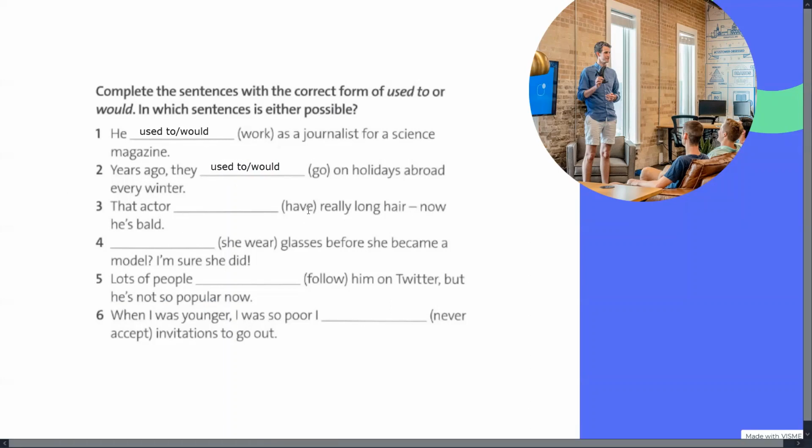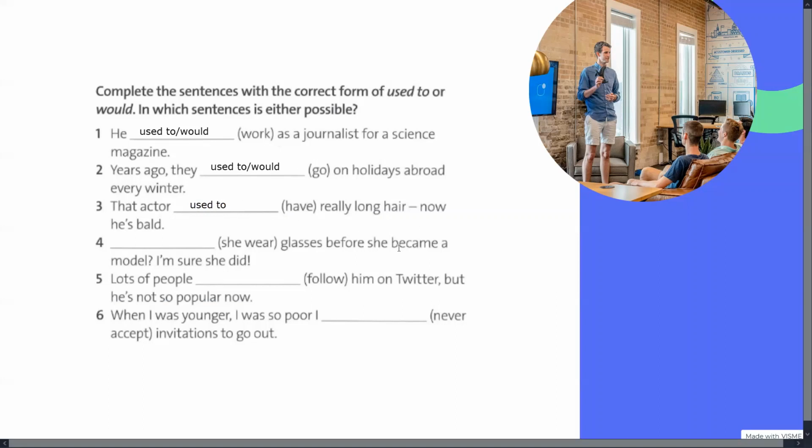That actor had really long hair. Now he's bald. Have is a state verb. So it's used to have. Although sometimes native speakers say, oh, you would have that long hair. It's ungrammatical, but native speakers use it sometimes.